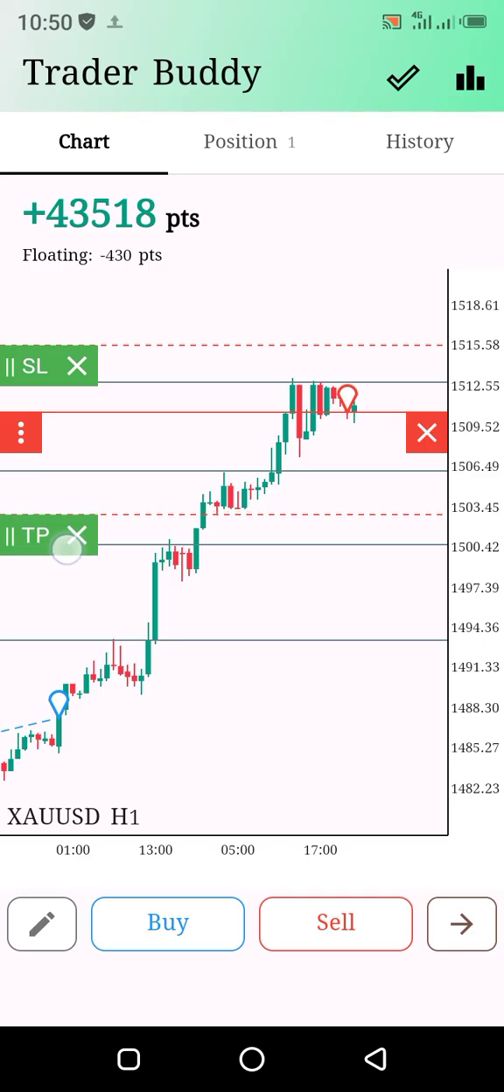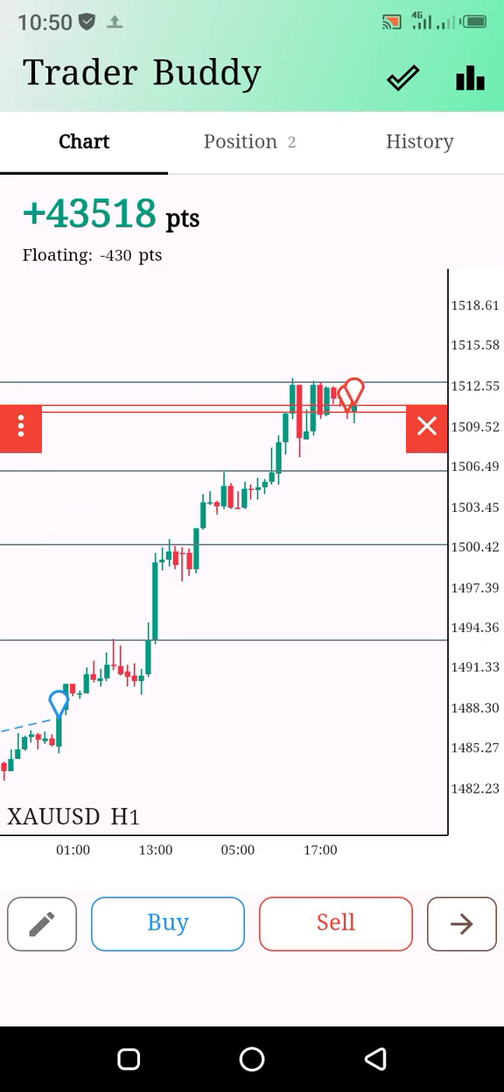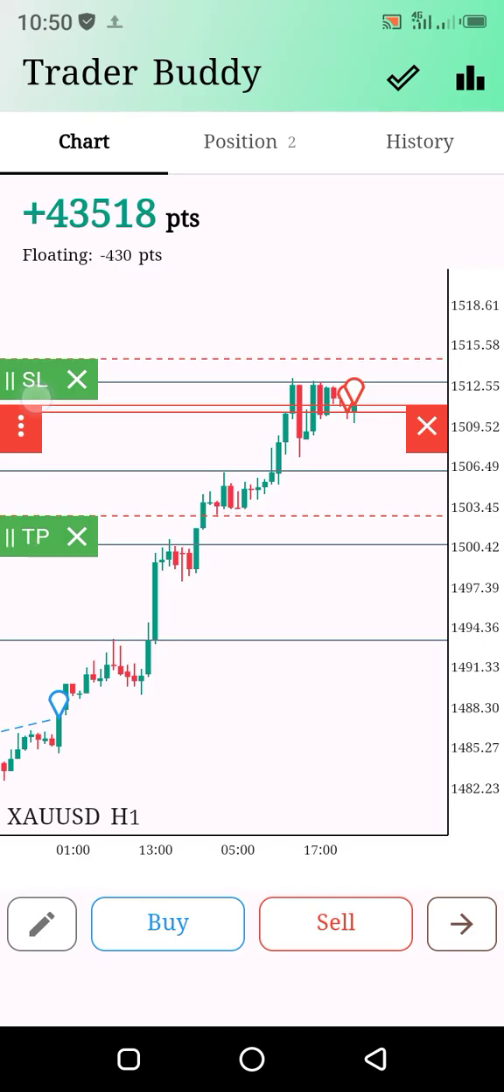The first zone is here, so I'll enter another sell. That's the first area. The second area is of course, this is the first TP. Second TP is going to be at around this area here. So let's first of all wait and see what price gives us.